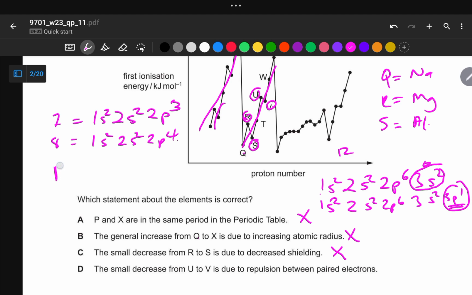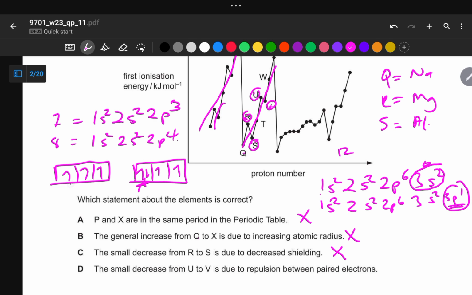So if we were to draw the structure of the p orbitals, this one is for the last orbital for nitrogen, and then this one is for oxygen, right? So as you can see, the first electron in oxygen is being removed from a paired orbital. The electrons are negatively charged, so there is mutual repulsion in this orbital, meaning less energy is required to remove this electron. Why? Because it is already being repelled from this orbital. So that's why we have V at a lower ionization energy compared to U.